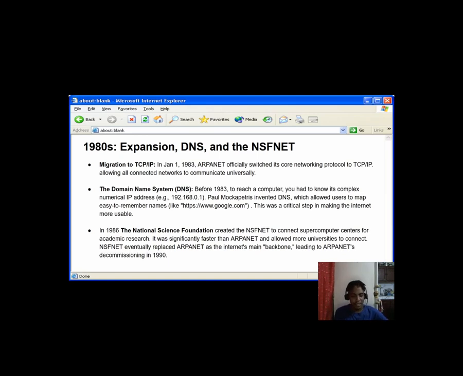In 1986, the National Science Foundation created the NSFNet to connect supercomputer centers for academic research. It was significantly faster than ARPANET and allowed more universities to connect. NSFNet eventually replaced ARPANET as the main backbone, leading to ARPANET's decommission in the 1990s.